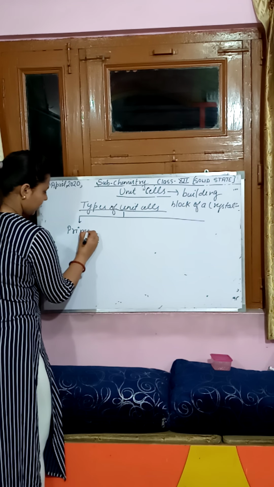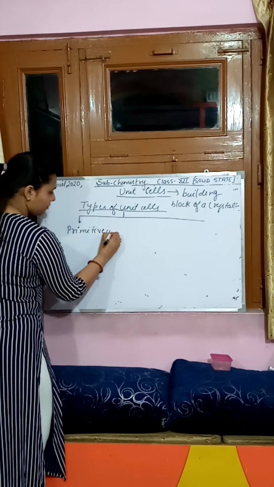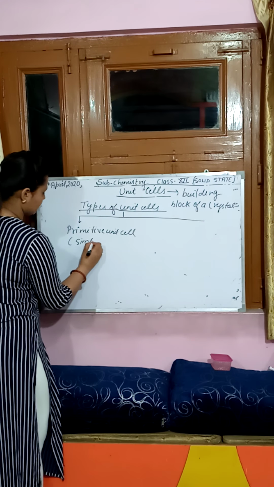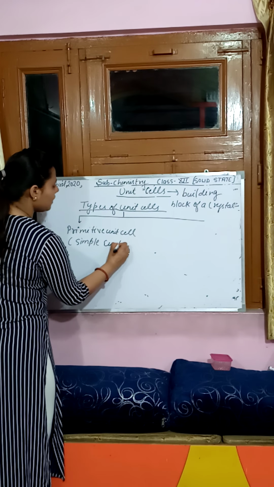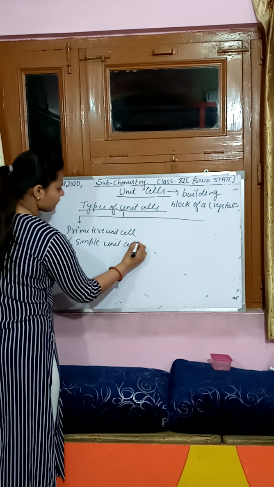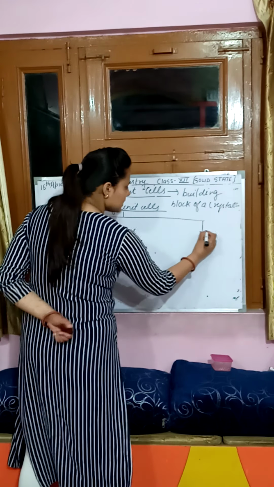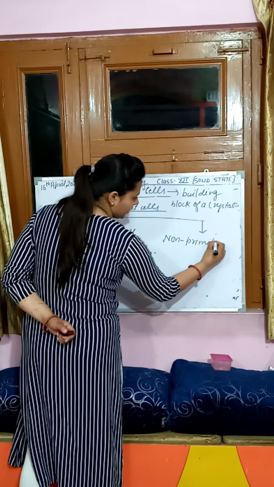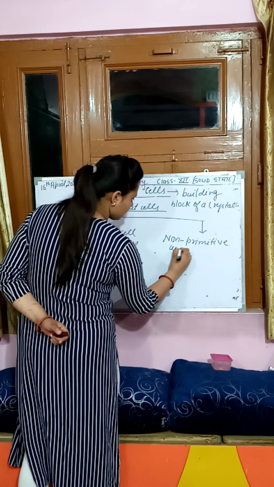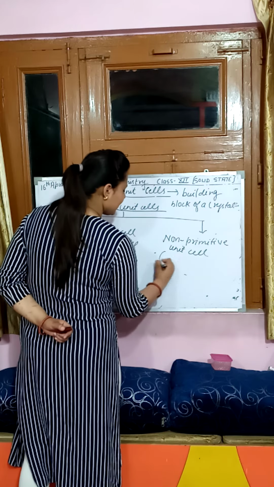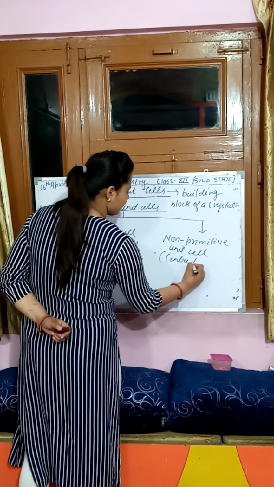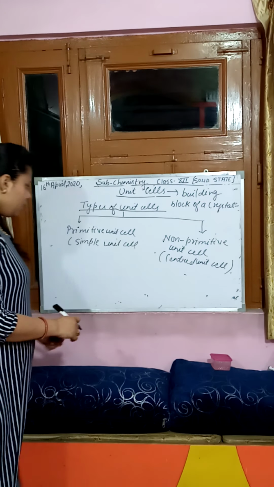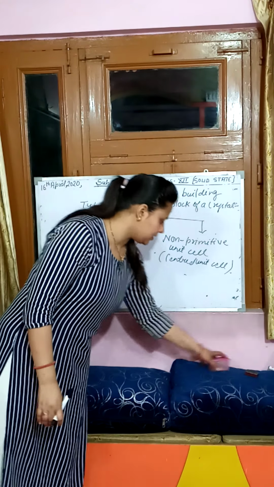There are two types of unit cell. First one is primitive unit cell, or we can say it as simple unit cell. It is a kind of simple unit cell. Okay. Next is non-primitive unit cell, or we can say it as centered unit cell. Now let us see what is the difference between these two. Okay.